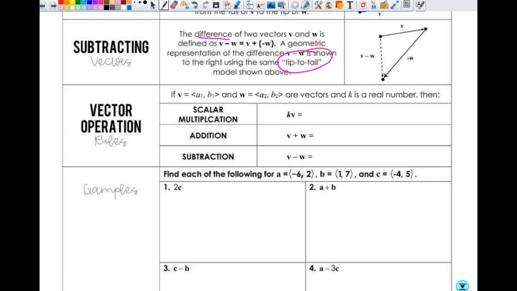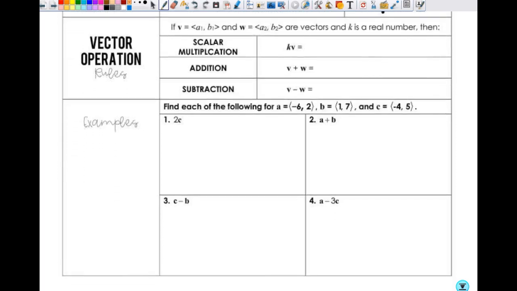Easy enough? We're going to look at more of it from an algebraic standpoint than a geometric standpoint, really. But that's what's happening with your vectors once we start applying it. All right, so we have some rules here. Vector v is a1, b1, w is a2, b2, and k is a real number. Then your scalar multiplication looks like this. It's k times a1, and then k times b1. You're just multiplying it across.